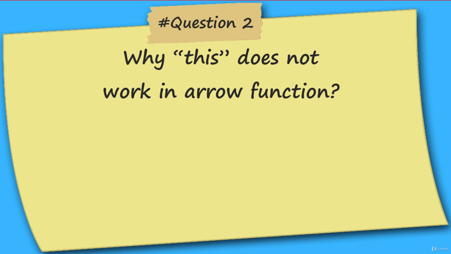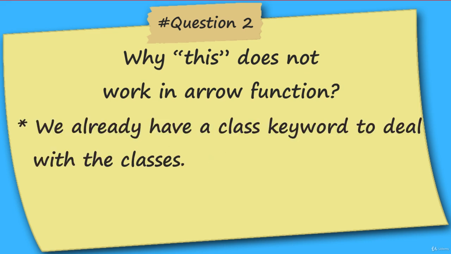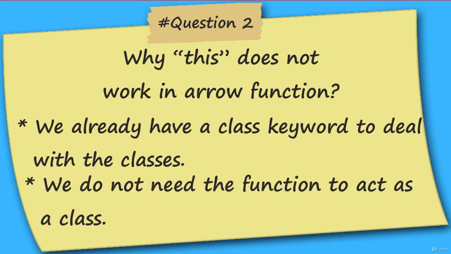Second question, why does this not work in arrow function? This question can also be asked as: does the this object work with arrow function or not? Then the answer is of course no. But the reason is that we already have a class keyword to deal with the classes. So we do not need the function to act as a class. So there is no point that this, which actually is used to refer to the current context, is needed in the function. That's why arrow function is free from that job. And that's the reason why the this object does not work.